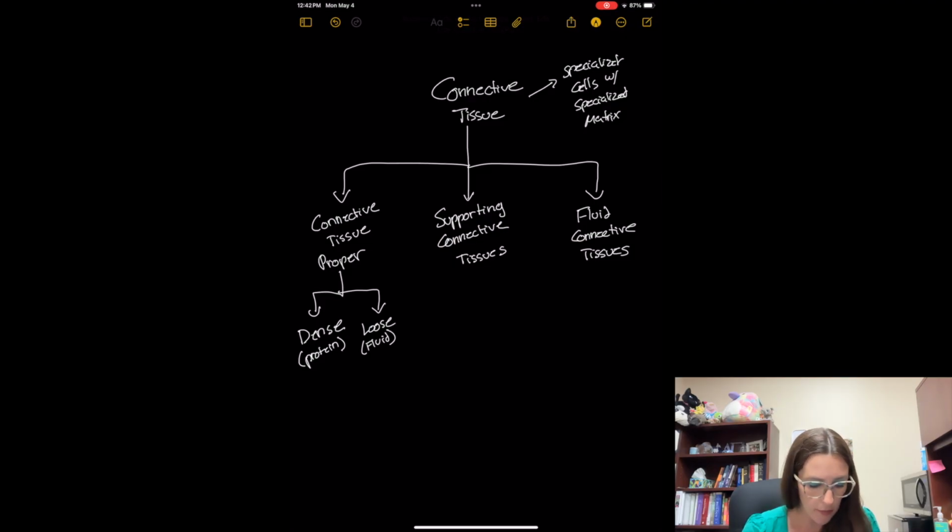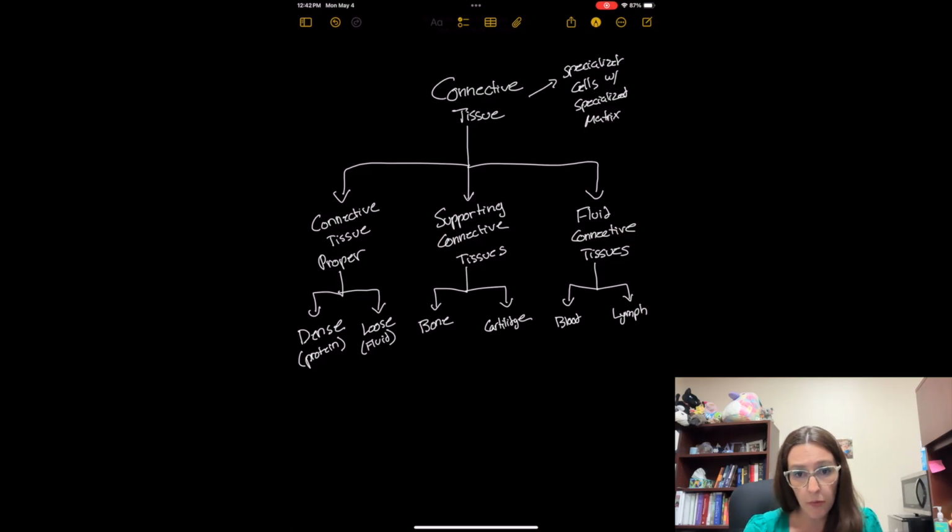Then the supporting connective tissues we can separate into two categories as well, where we have bone and we have cartilage. And then for fluid connective tissues, you can also separate that into two as well, with blood and lymph. Blood and lymph we'll discuss more during the cardiovascular sections, right? But if we're going to keep separating, you can keep building down from there.